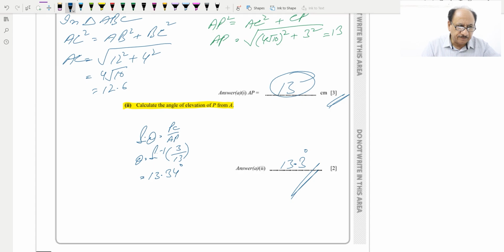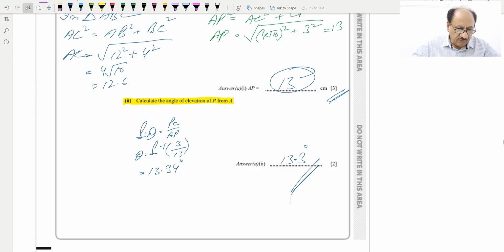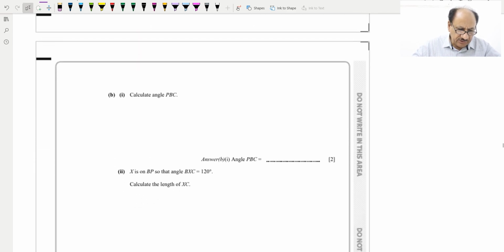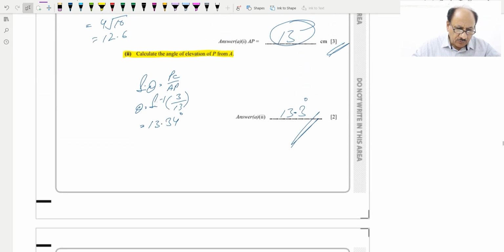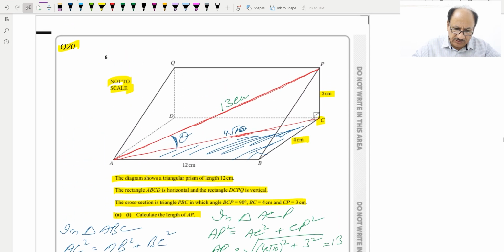Now for part B is this one. Part B says calculate the angle PBC. Now PBC is which angle? PBC is this angle.